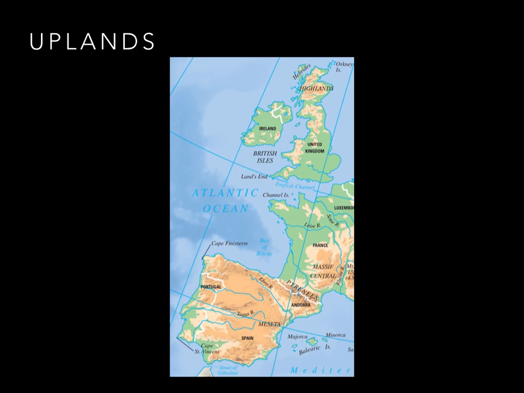On this map, identify the highlands in the northern part of the British Isles. You can also see the Massif Central in France and the Meseta in central Spain.